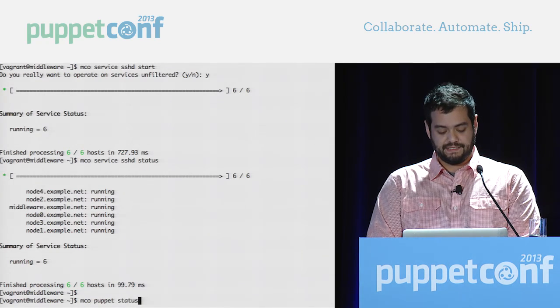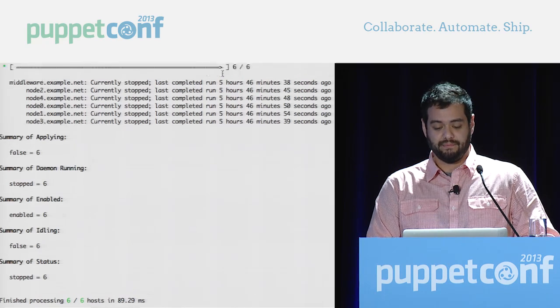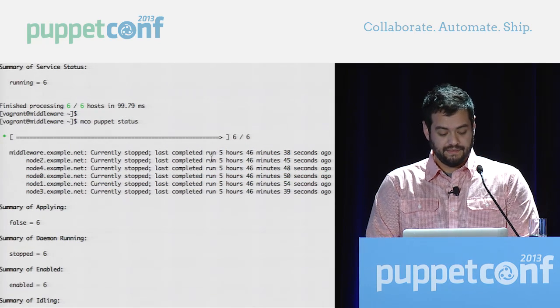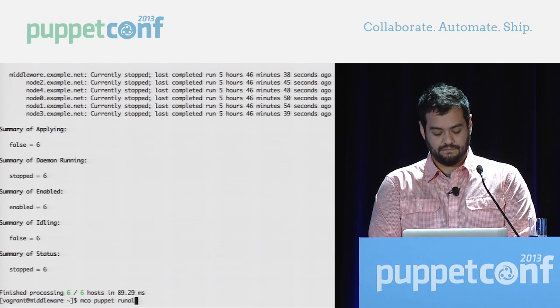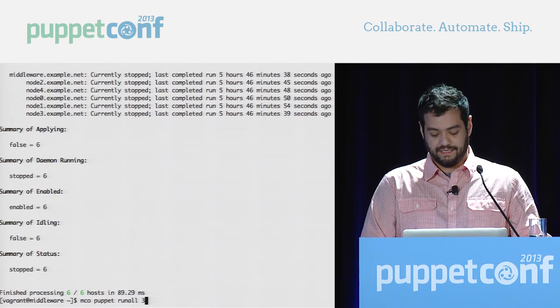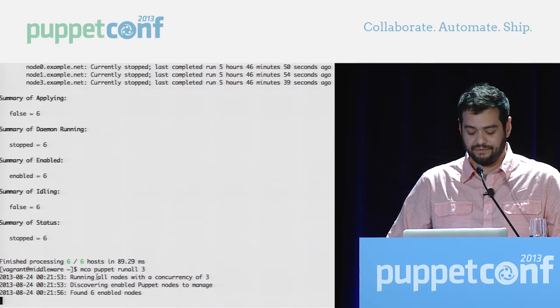So first, let's check out the status here. And we see these guys last ran Puppet 5 hours ago. So let's run it on all the nodes. And let's run it, say, 3 at a time. And so I do the MCO Puppet run all 3.